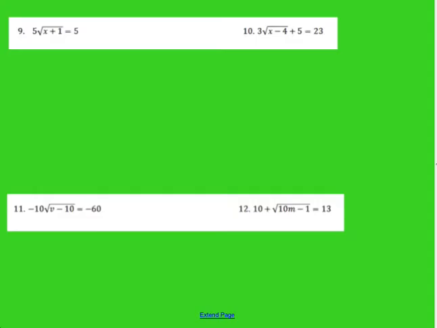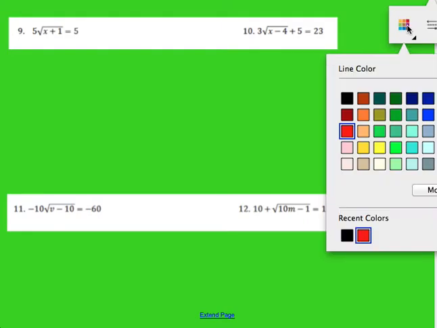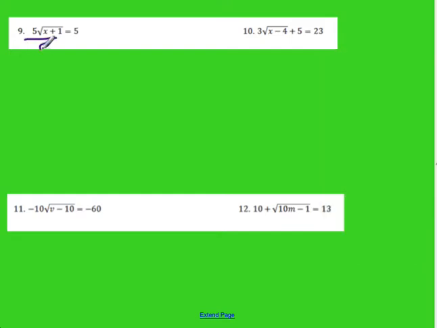All right, so let's take a look at number 9, and hopefully Miss Humbert can be a little bit more smart about it. So the first thing I need to do is get that 5 over to the other side. So what I'm going to do is I'm going to divide both sides by 5. That's going to cancel that out, so I have my radical completely by itself on this side. So I have the square root of x plus 1, and 5 divided by 5 is 1.